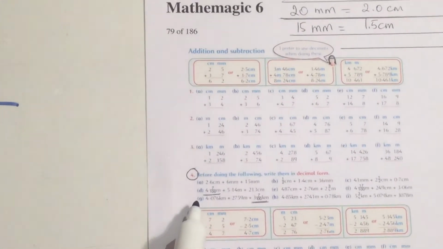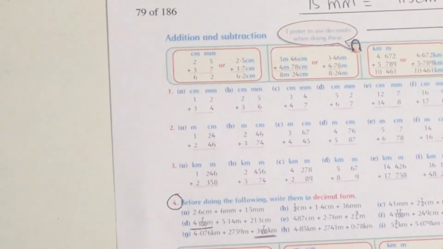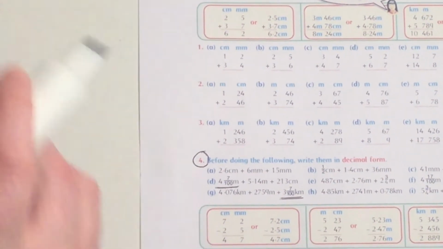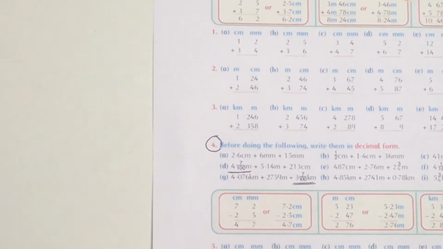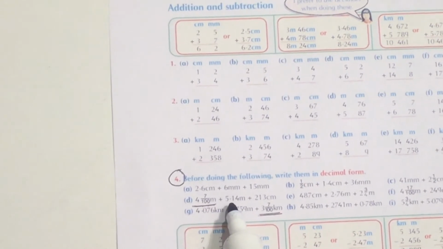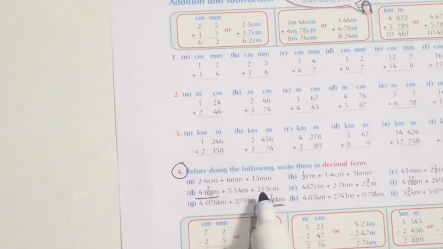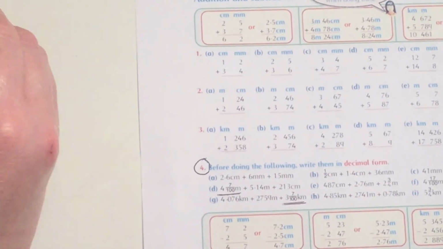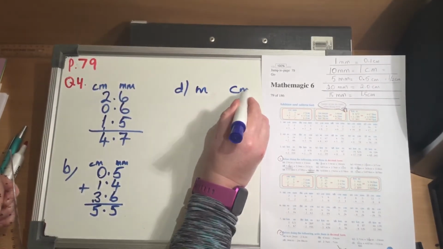Okay, we're going to do one more of these. We're going to do D. This is D. 4 and 7 over 100 metres. Add 4.17 metres. Add 213 centimetres. So we're adding metres and centimetres. So we'll put metres here and centimetres here.